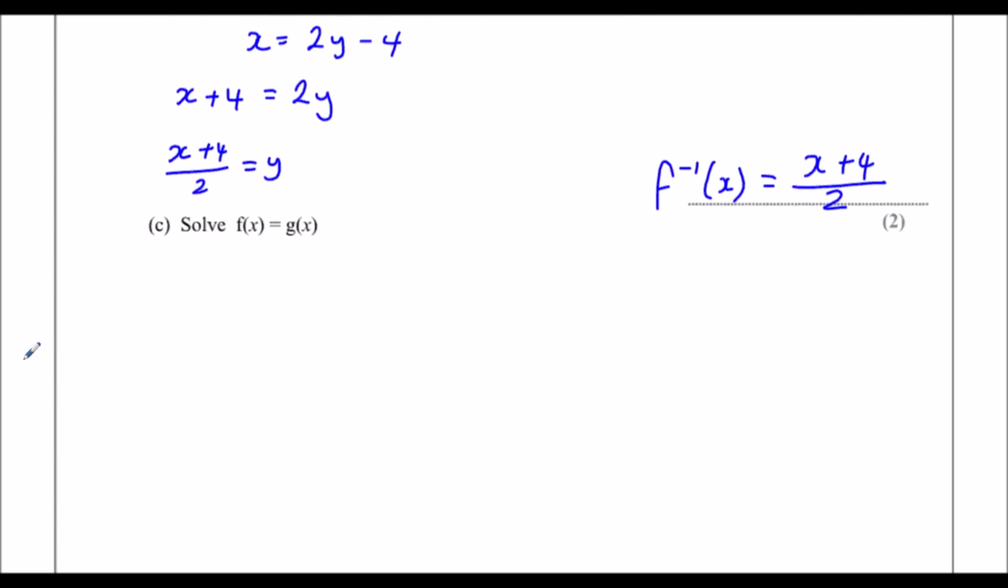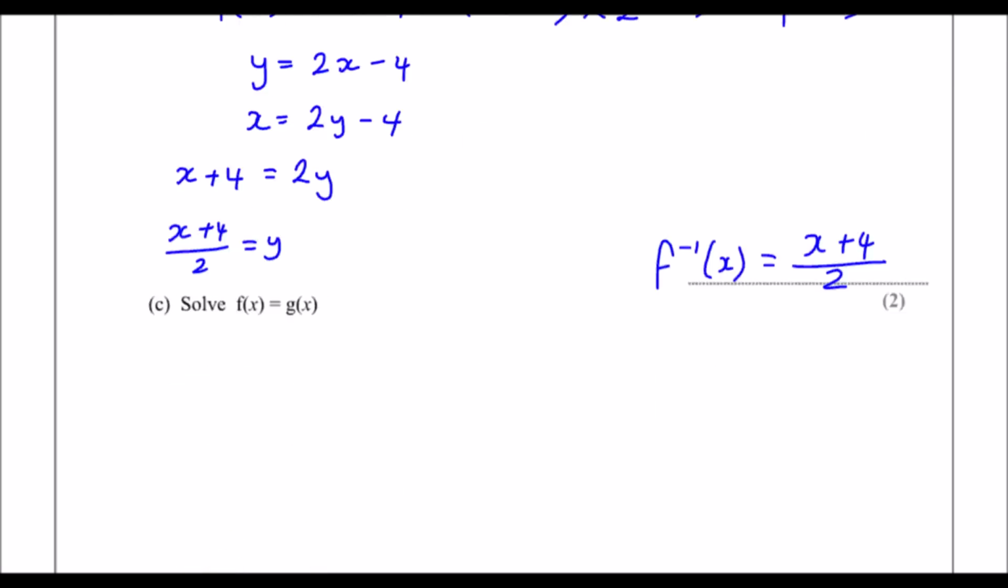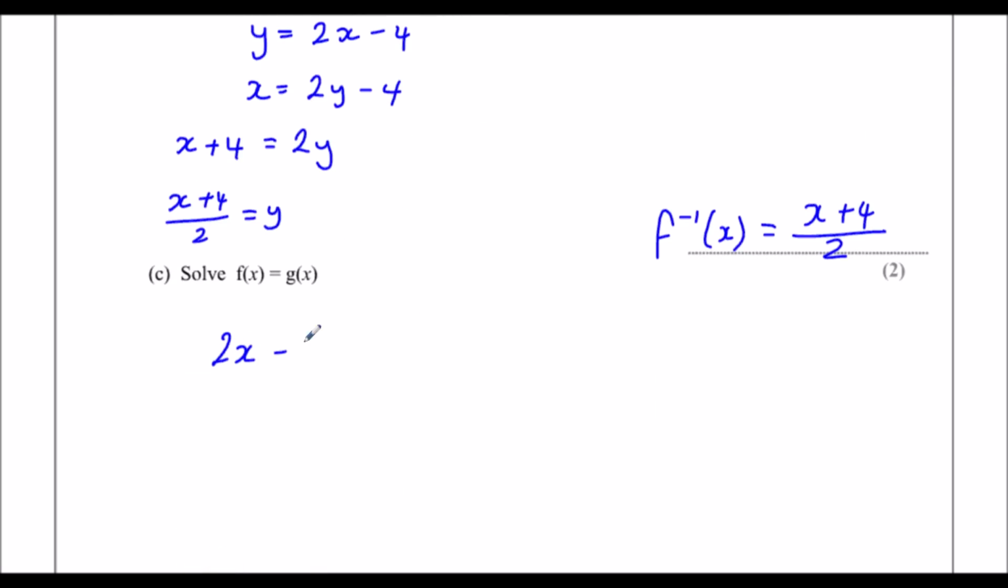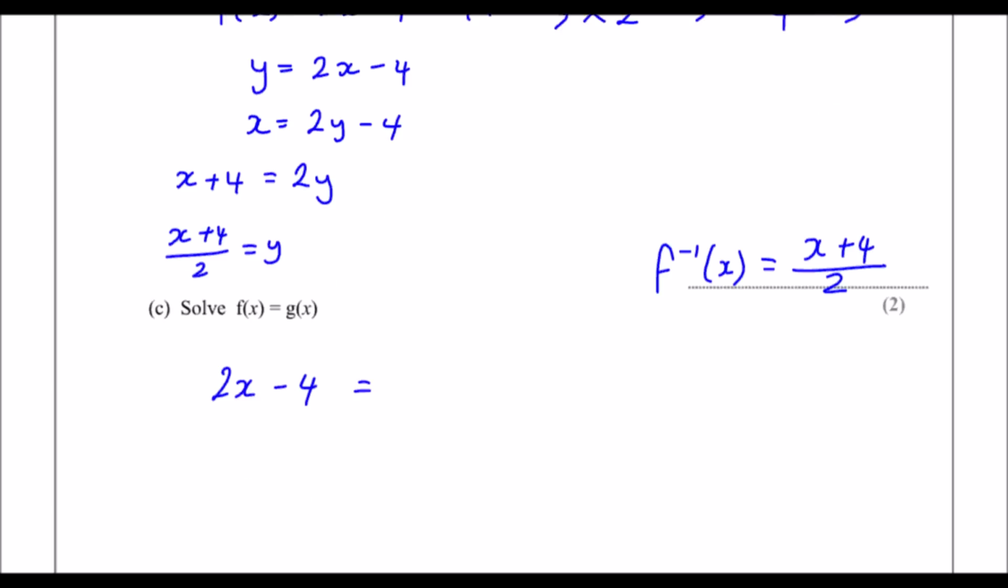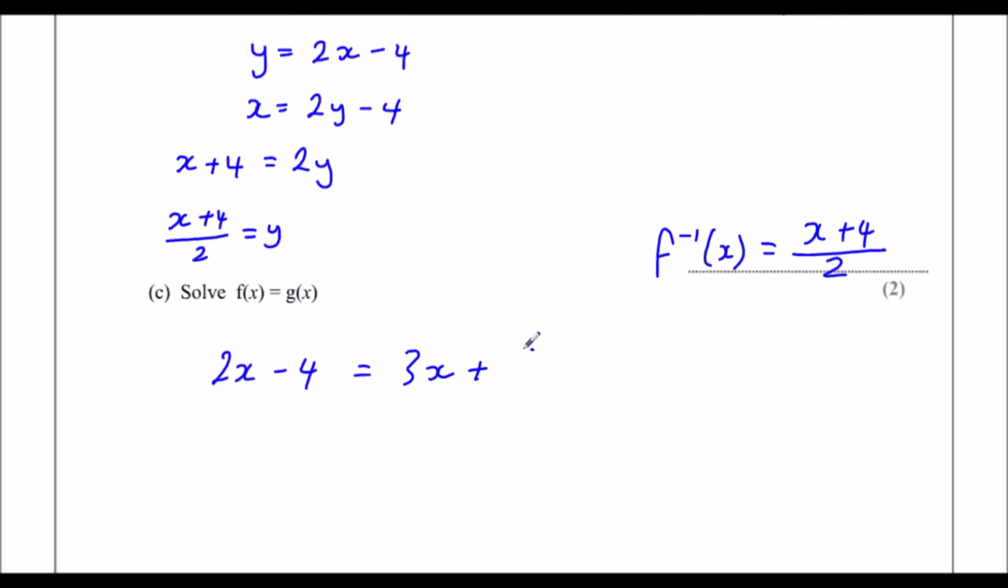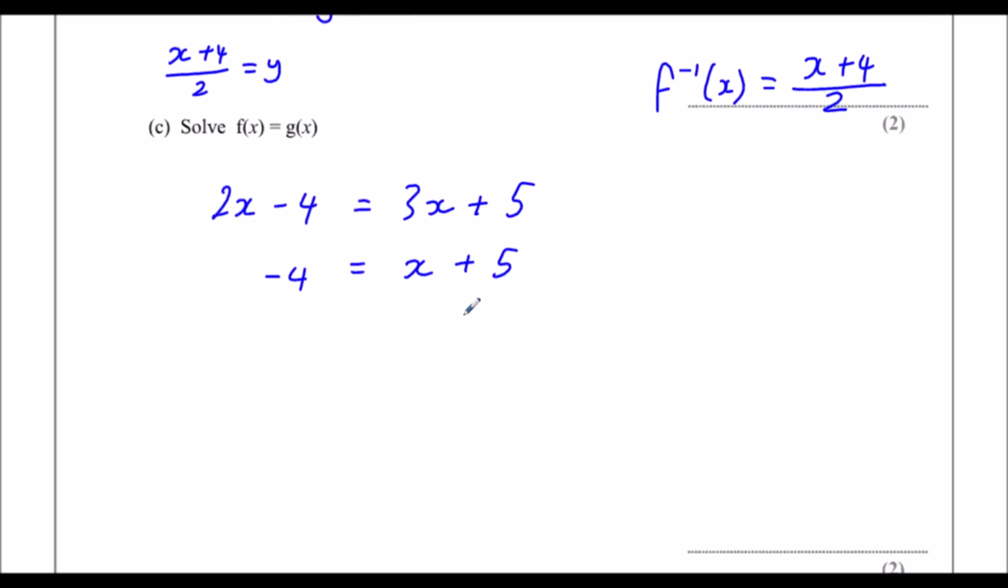Part C, solve f of x equals g of x. So f of x was 2x minus 4. And g of x, 3x plus 5. So solve, so let's get rid of the smallest x first. So take 2x away from both sides. 3x take away 2x is 1x. And then to get x by itself, take 5 away from both sides. X is negative 9.